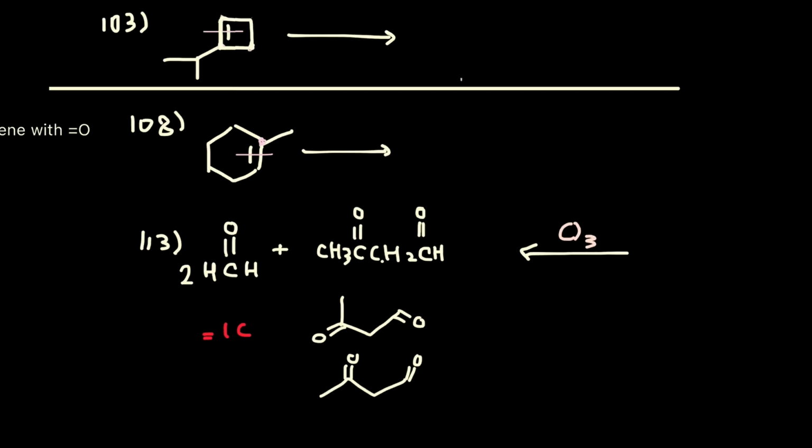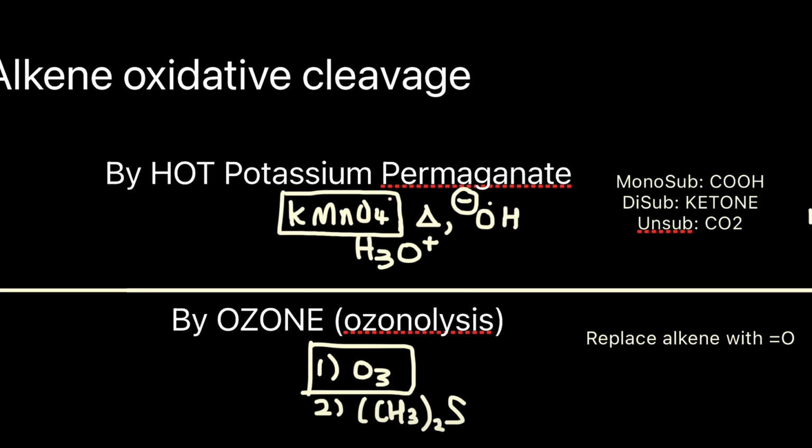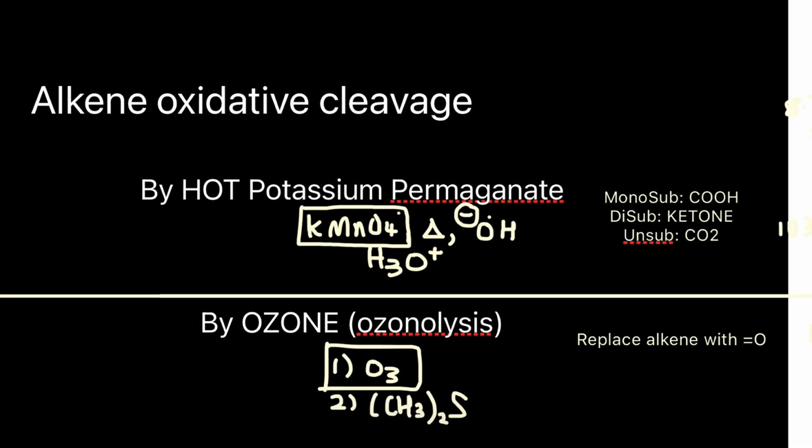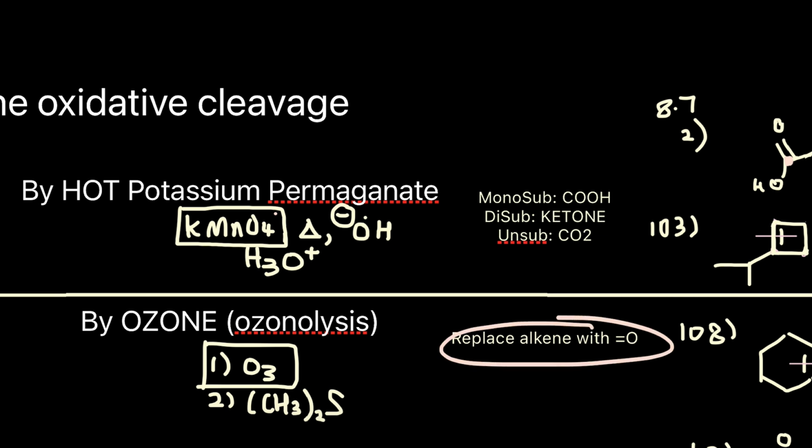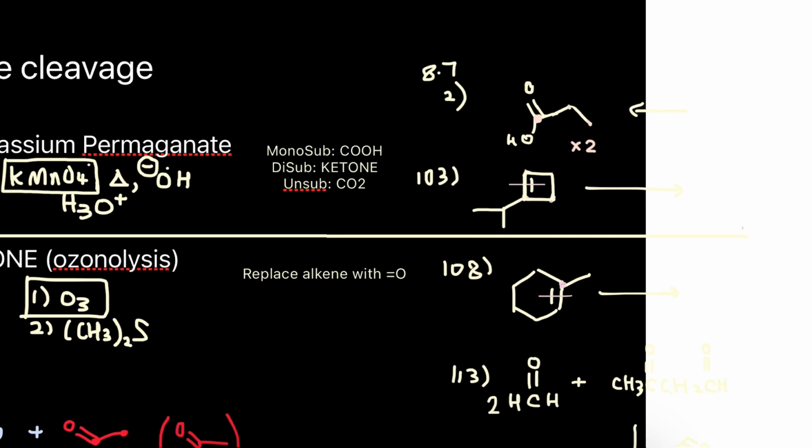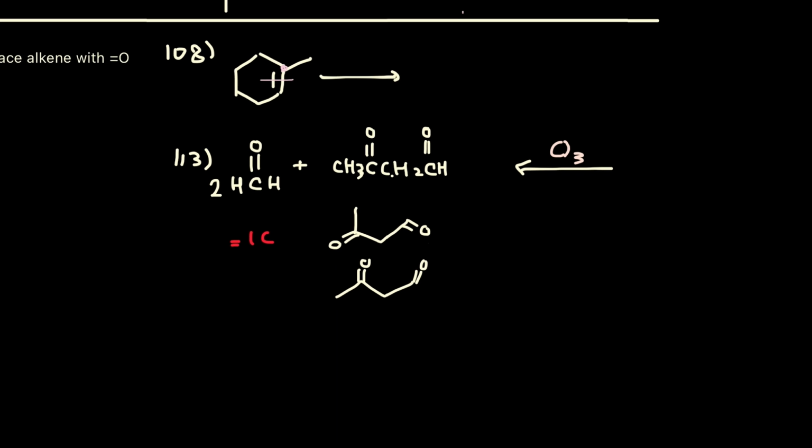Today we'll talk about alkene oxidative cleavage, two ways to do it: ozone, or using hot potassium permanganate. So for ozone, you just replace the alkene with a double bonded O, and for hot potassium permanganate, you would follow this rule. Keep in mind it has to be hot potassium permanganate. If it were cold and dilute, it would be another reaction, making a vicinal diol.